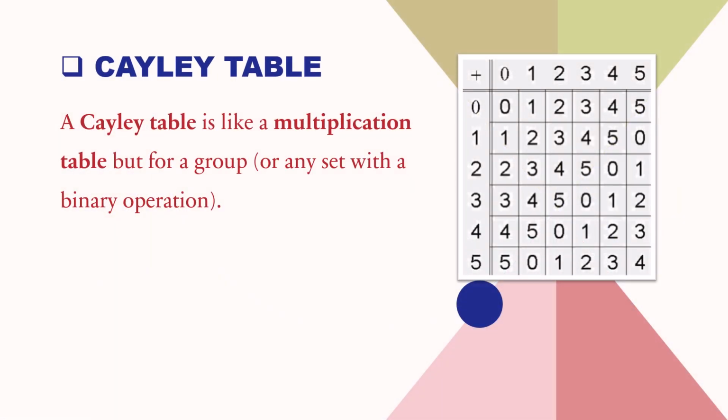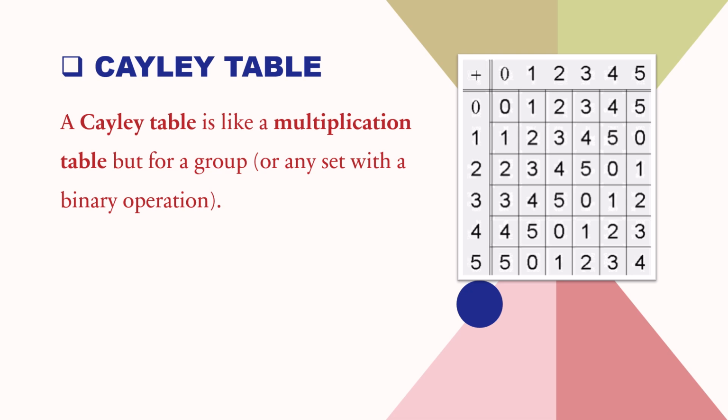What is a Cayley table? A Cayley table is like a multiplication table, but for a group or any set with a binary operation. Simply, it is a table which allows us to understand how a group acts under the operation and whether it's closed or not, and whether certain other properties of a group are true or not on that particular group.